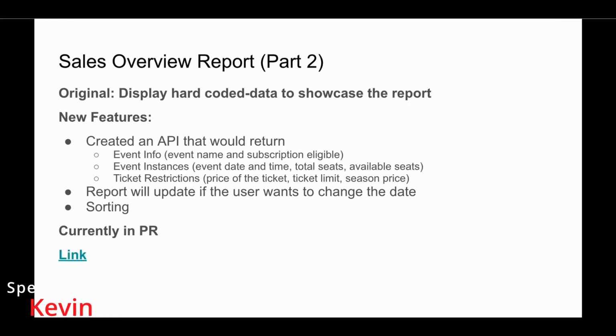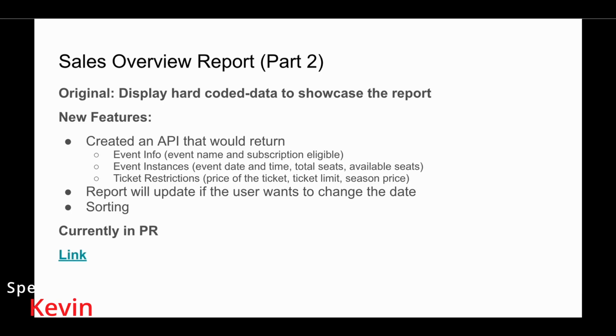Hello, it's Kevin again. Welcome to part 2 of the sales overview report demo. Originally I showcased the report by displaying the hard-coded data portion. This time I added new features to the report, such as creating an API that will return crucial information that is needed for our front-end components.